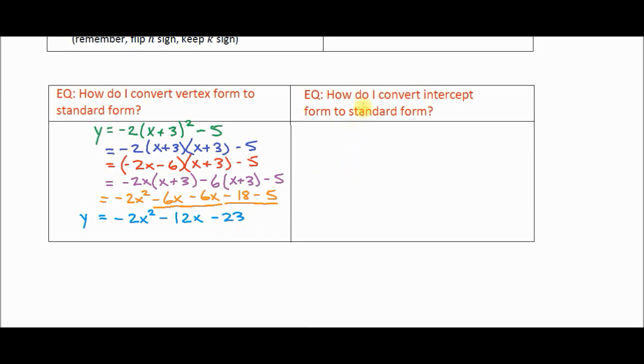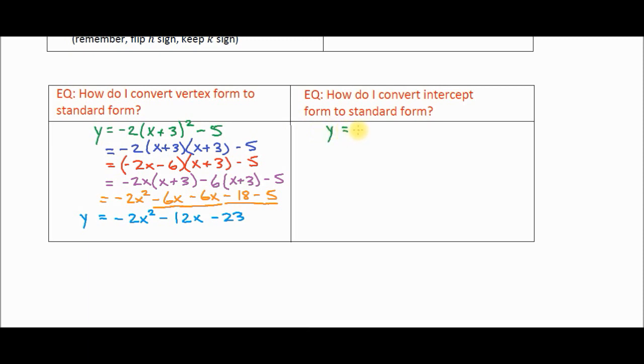All right, let's do the next one. Write down this essential question. Oh, by the way, make sure you wrote down your first essential question. How do I convert vertex form to standard form? Second essential question, how do I convert intercept form to standard form? Let's go ahead and write an intercept form quadratic.